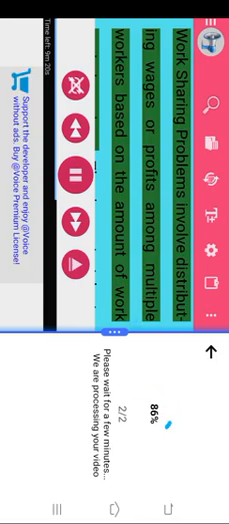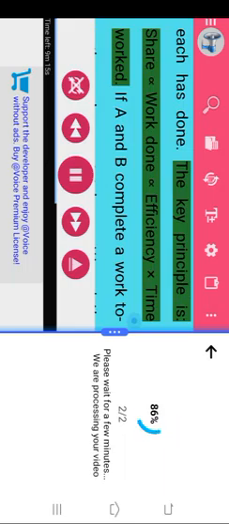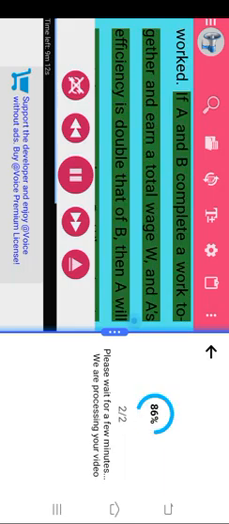Work sharing problems involve distributing wages or profits among multiple workers based on the amount of work each has done. The key principle is share proportional to work done, which is proportional to efficiency times time worked. If A and B complete a work together and earn a total wage W, and A's efficiency is double that of B, then A will earn twice as much as B when time is the same. Work done by each person is calculated using efficiency times number of days worked.